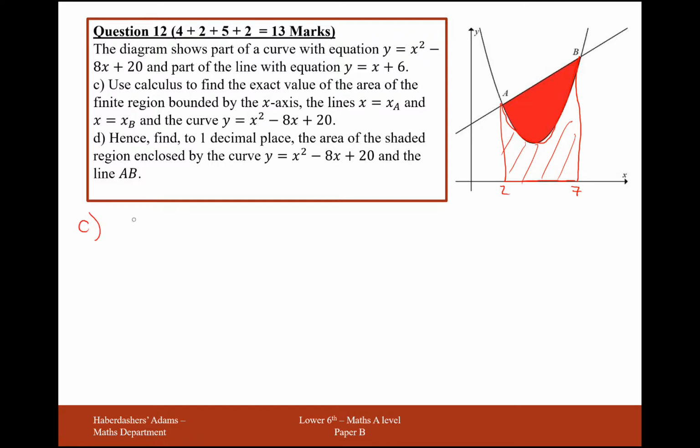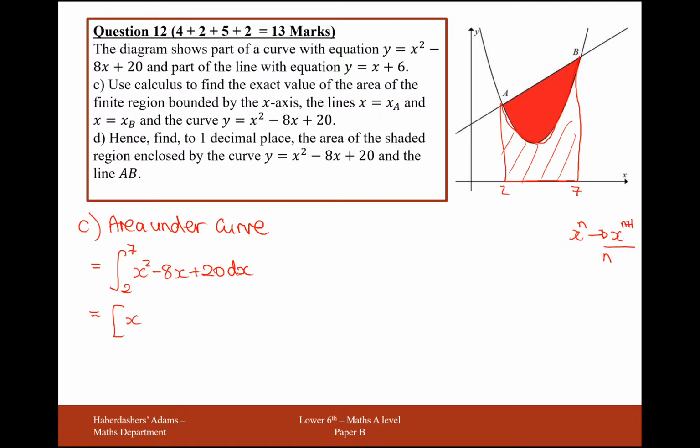So part C is looking for the area underneath a curve. The area under a curve is calculated by doing integration. So it's the integral from 2 to 7 of the curve x squared minus 8x plus 20. Okay, so we have to integrate now. Remember, the rule is if you've got x to the n to integrate, you increase the power by 1, so it turns into x to the n plus 1, and then you divide by the new power, n plus 1. So it's going to be x cubed over 3, minus 8x squared over 2, plus 20x, and you divide by the 1, which we don't really need to do. And that's going to be bounded between 2 and 7.